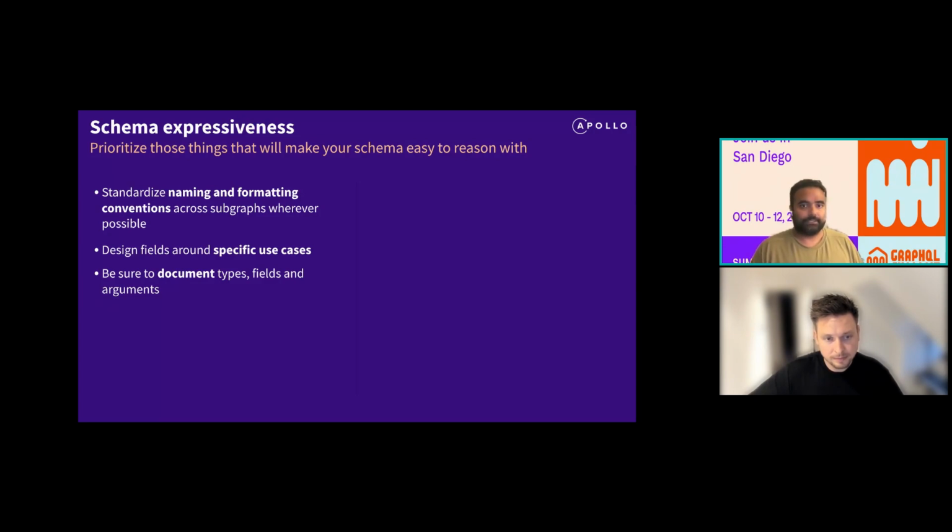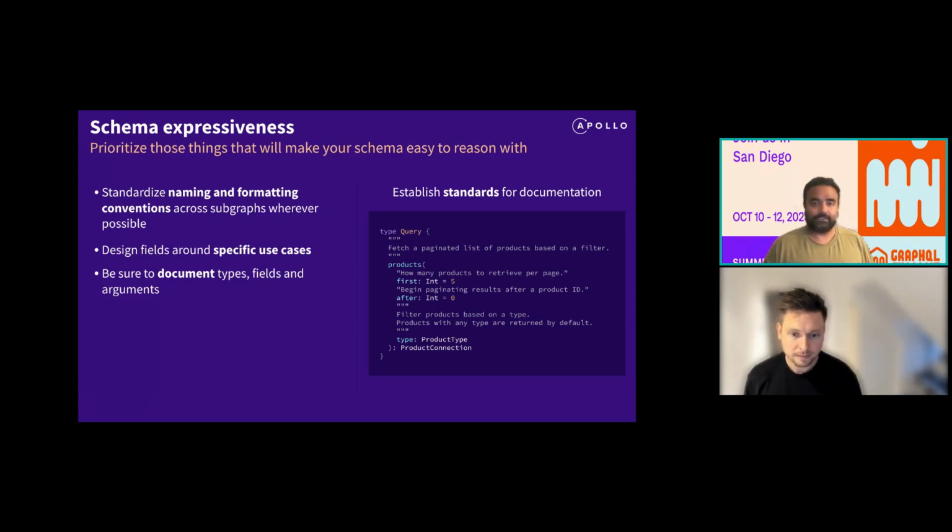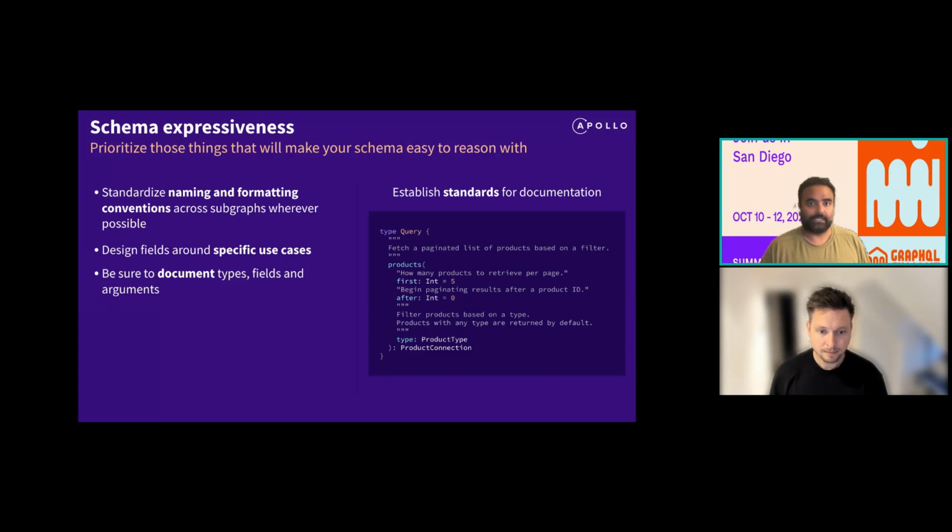For example, on the right you can see we've got a query type with a single query, products. It accepts three parameters: first, after, and product type. And then it returns a product connection. In this case, we also want to make sure that our documentation standards are standardized. That means all of our field descriptions have some consistency between them, and it's really easy to understand, just parsing through this, what these fields are, how they work, and what the accepted values are. This will ultimately ensure consistency for client developers.